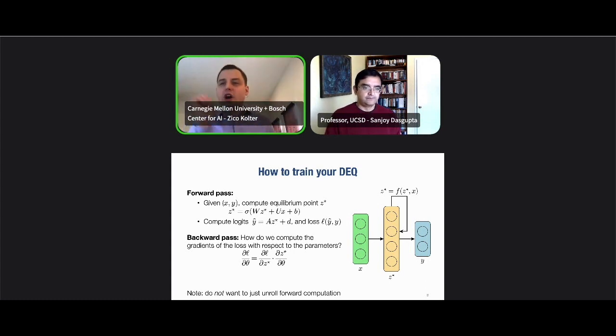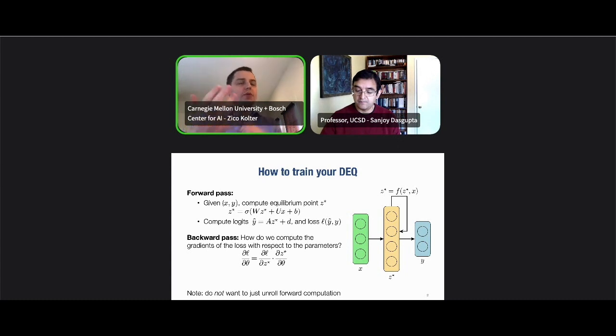I'm also going to draw these things occasionally as I do on the right. For simplicity, I'm going to occasionally abbreviate this big function, sigma of W Z star plus et cetera, with just F of Z star and X. So it should be clear that this function is a function both of the equilibrium point itself and of the input X that we're injecting into each layer. So in some sense, the forward pass in this network is what I've just described.